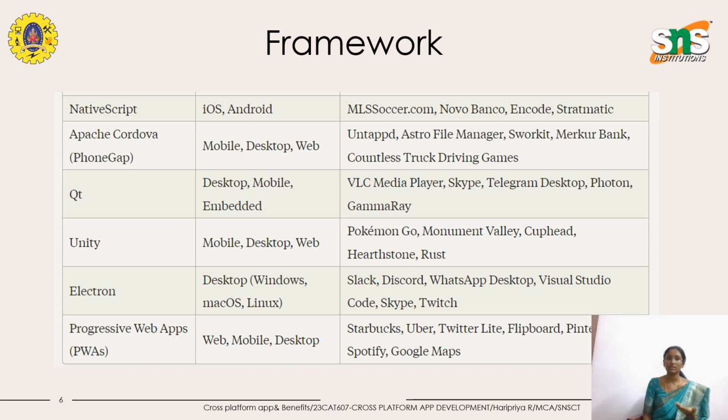Next are Apache Cordova, Qt, and Unity. These are the real-time examples. This is the target of these tools. You go and visit at least one tool, go through each and every tool, and visit at least one real-time example. You should know the difference between each and every tool. That is the most important thing.